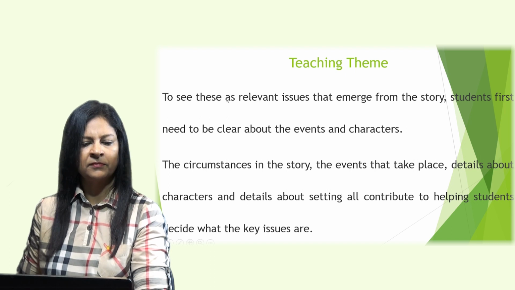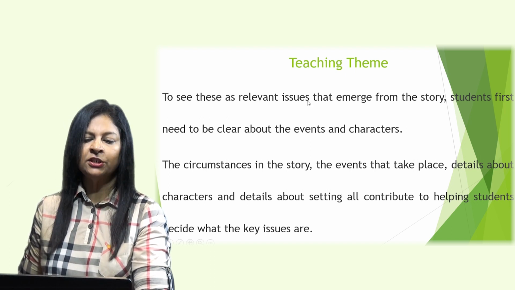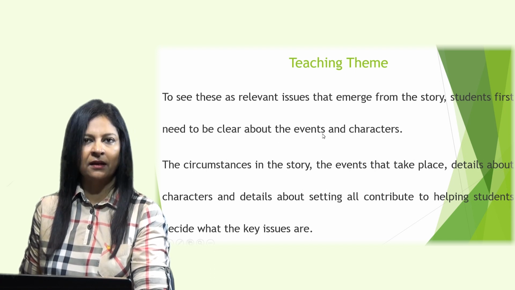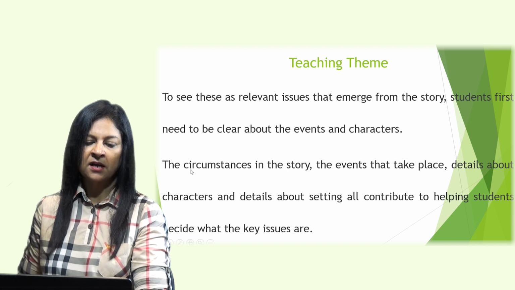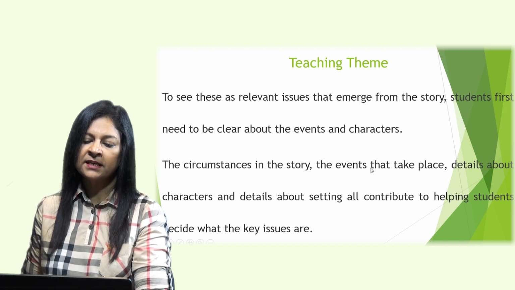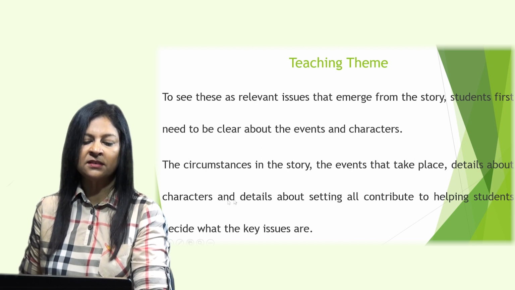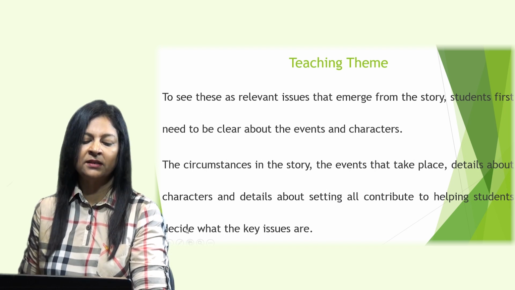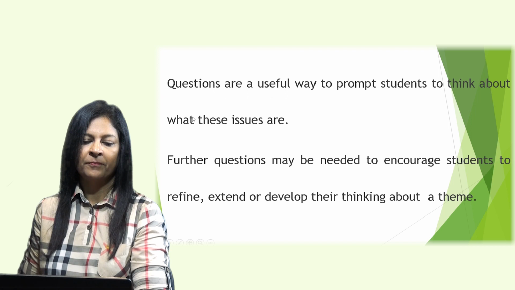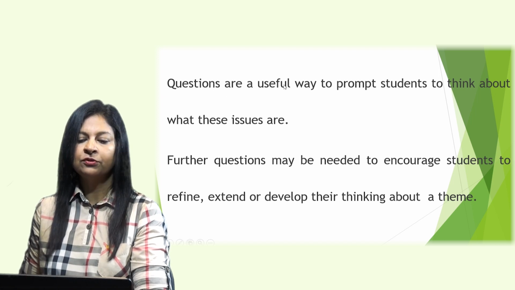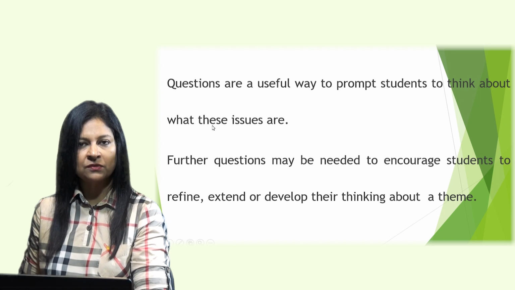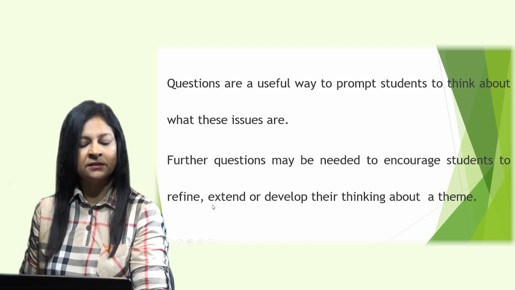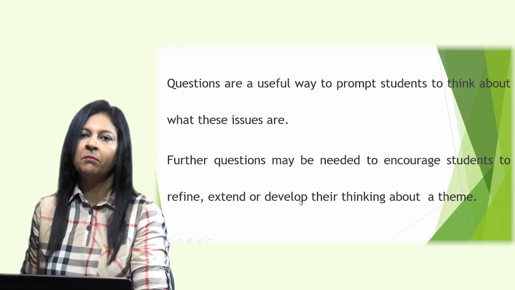Teaching theme. To see these as relevant issues that emerge from the story, students first need to be clear about the events and characters. The circumstances in the story, the events that take place, details about characters and details about setting all contribute to helping students decide what the key issues are. Questions are a usual way to prompt students to think about what these issues are. Further questions may be needed to encourage students to refine, extend, or develop their thinking about a theme.